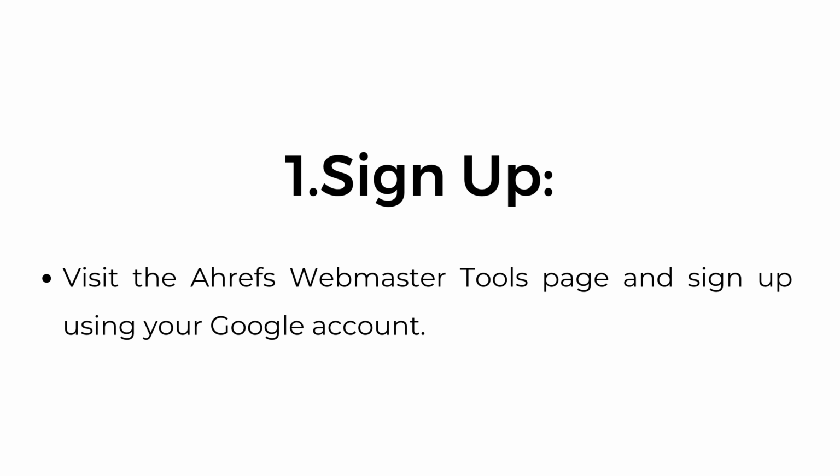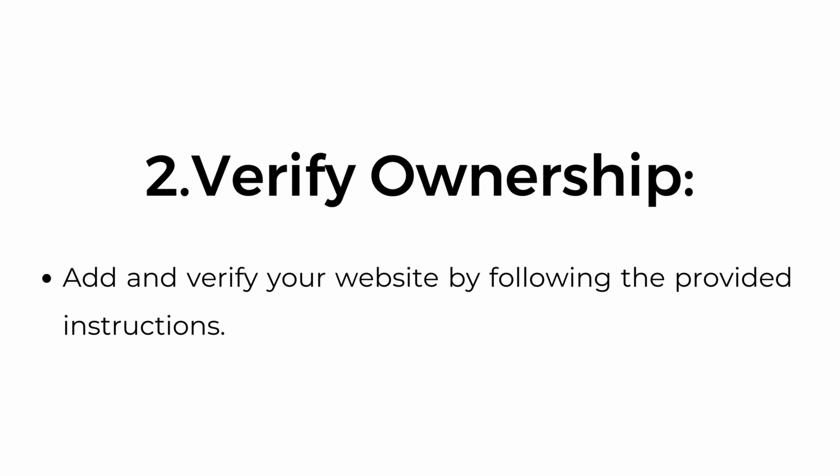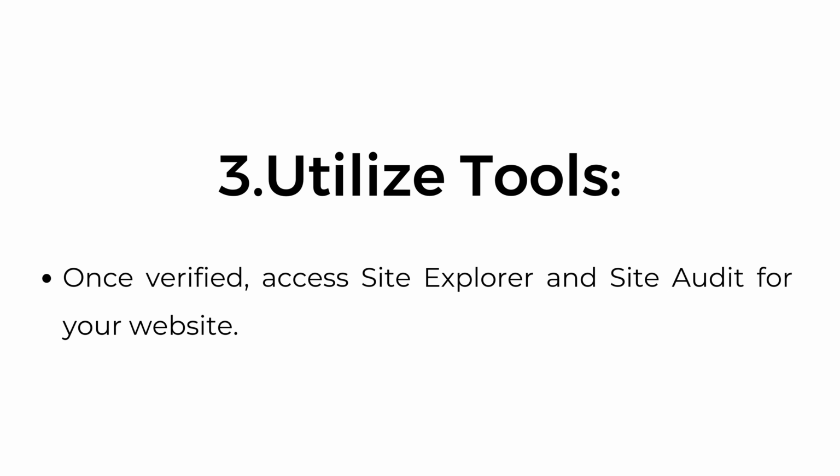How to access AWT. Sign up: visit the Ahrefs Webmaster Tools page and sign up using your Google account. Verify ownership: add and verify your website by following the provided instructions. Utilize tools: once verified, access Site Explorer and Site Audit for your website.